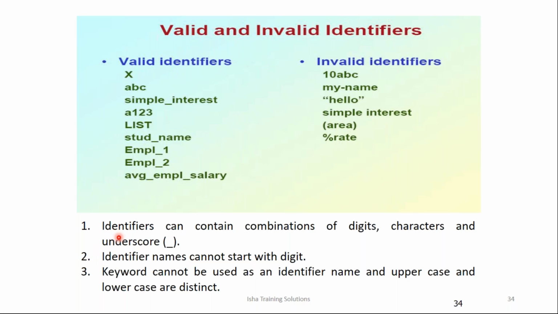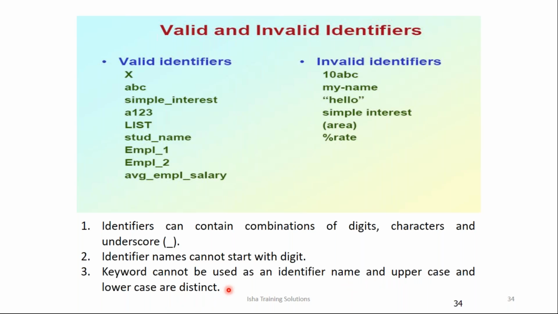We have some rules here. Identifiers can contain a combination of digits, characters, and underscore. Identifier names cannot start with digits. See here, A123 is there. 1, 2, 3 are digits and A is of character type. So this is invalid and this is valid. Keywords cannot be used as identifier names, and uppercase and lowercase are distinct.